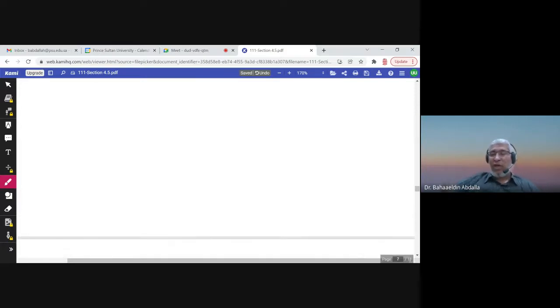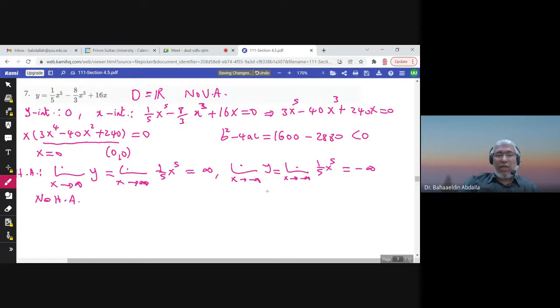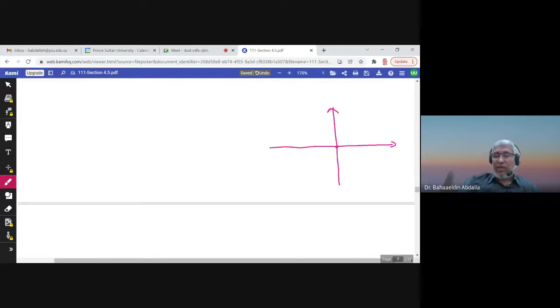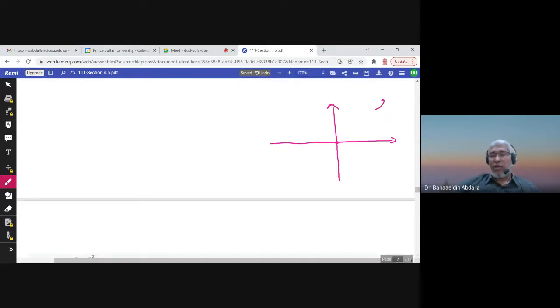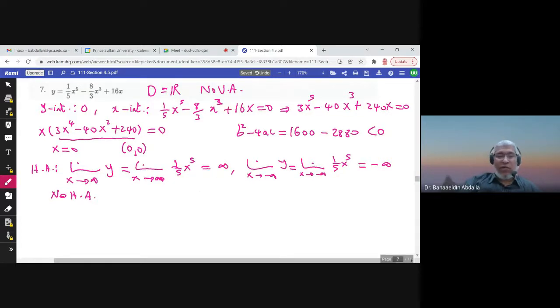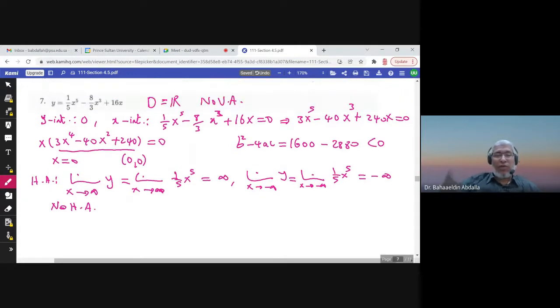So this means no horizontal asymptotes, but I know the end behavior of the graph. I know that up to now, the graph passes by the point 0, 0. And when x goes to infinity, it goes to infinity. So here it goes to infinity, and here it goes to negative infinity. And no vertical asymptotes. The domain is all real numbers, and the intercept is 0. These are all the pieces of information we got up to now.